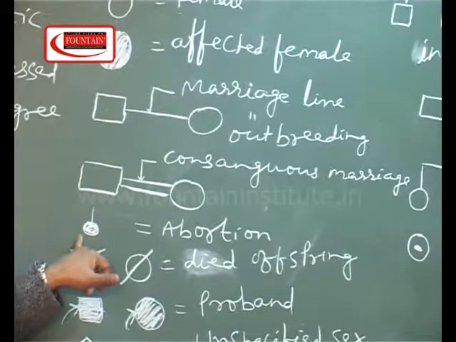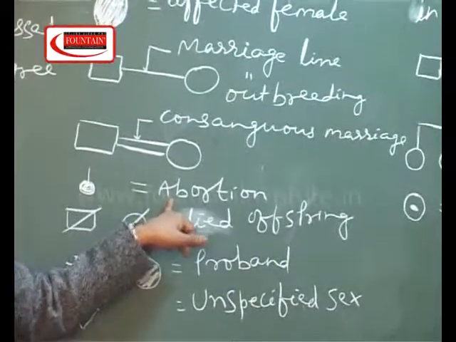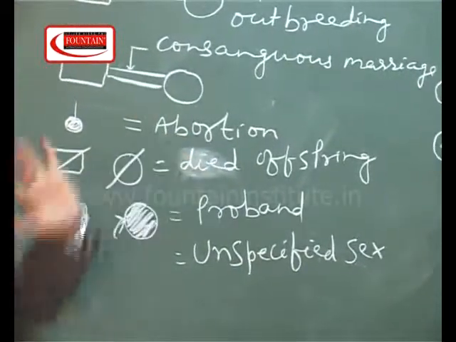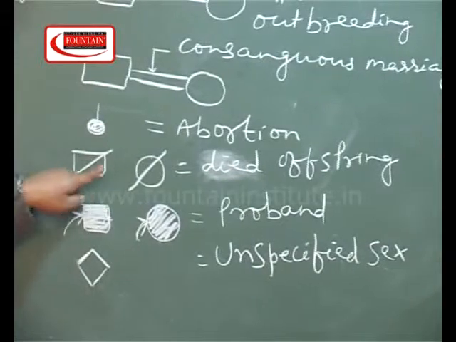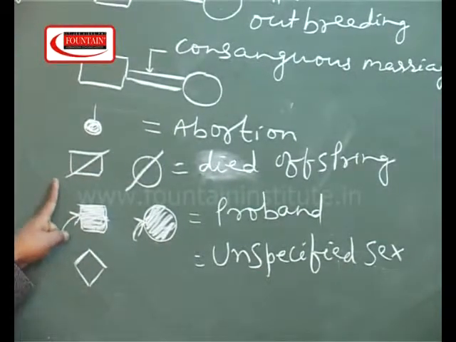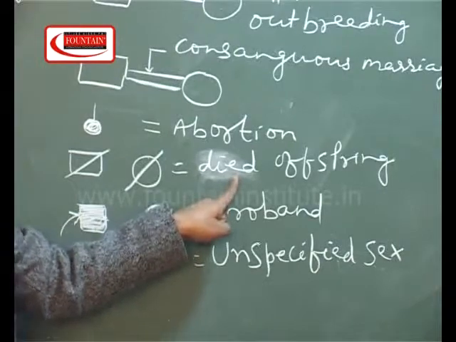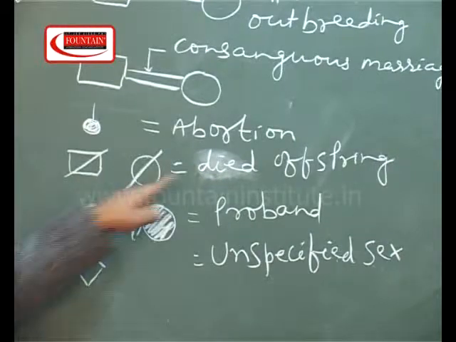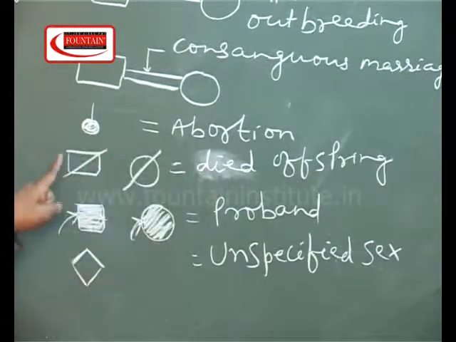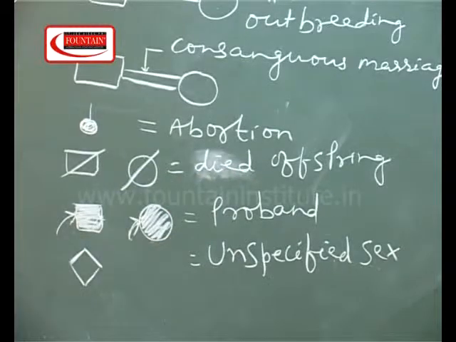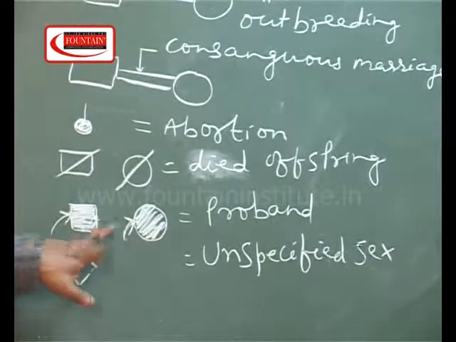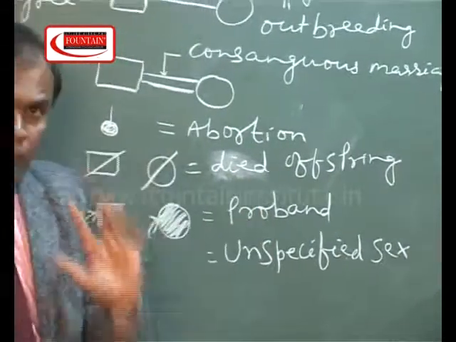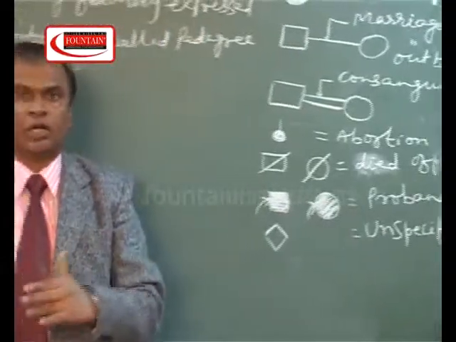If this symbol is there, it means abortion. Abortion means the female conceived but did not give birth to the child. If we cross either this square or this circle, it means it is a deceased offspring, meaning the female has given birth to these offspring but they did not survive. And if a solid square or solid circle is marked by this arrow, it represents the proband. Proband means the first affected member of the family.